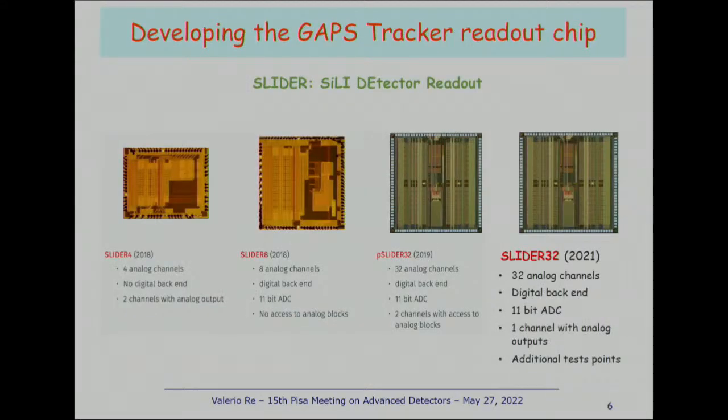Okay, so we went through a few prototypes, starting from smaller chips with a few channels, and then in 2019 we submitted the first full-scale prototype, and then in 2021 finally the flight ASIC, the flight device, which is called SLIDER32 because it has 32 channels and is the CILI detector readout.